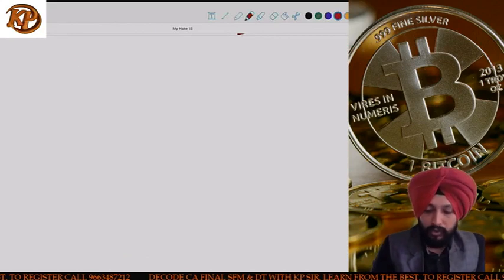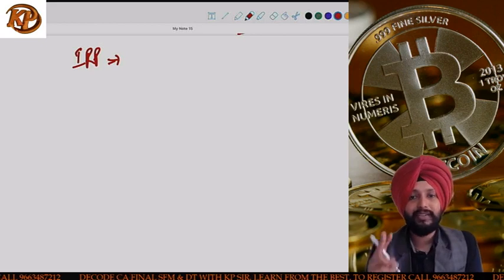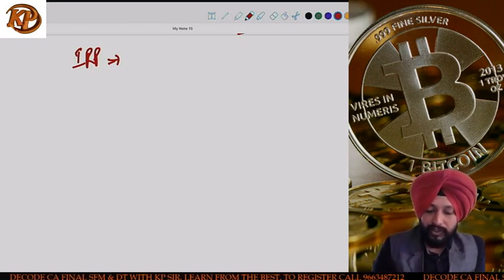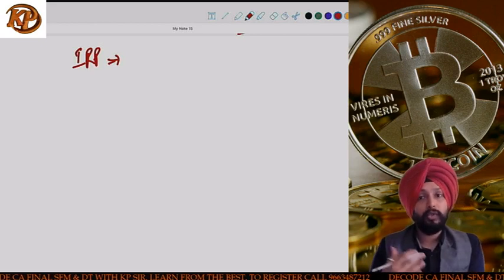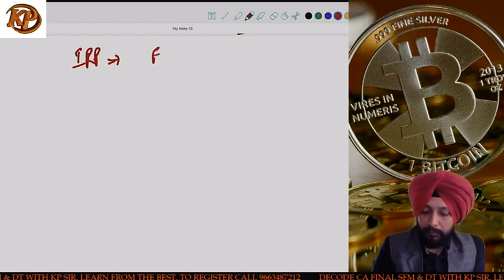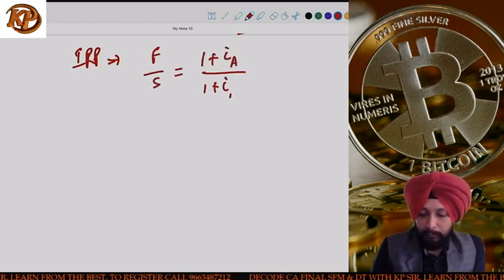After that, we started with the interest rate parity theory. If you remember, we studied two different theories. One is interest rate parity theory and one is triple P theory. The basic idea of using interest rate parity theory is to do the computation of expected forward rate. What is the equation of IRP guys? F by S is equal to (1 plus IA) divided by (1 plus IB).